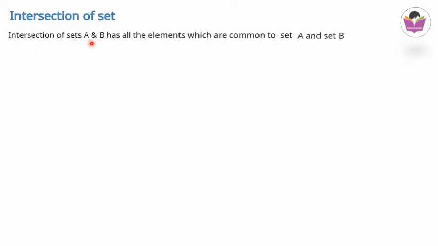Next we shall discuss the intersection of sets. Here the intersection of sets A and B has all the elements which are common to set A and set B.